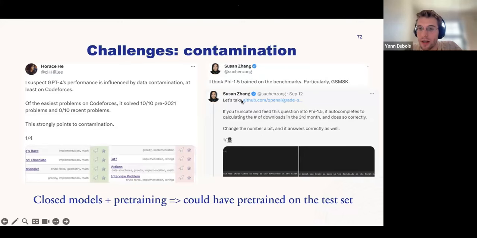And here's another one where Suzanne just asked Phi 1.5, which is an LLM, to generate the first question of the benchmark, and it's just able to generate the entire question of the benchmark, which clearly shows that the model was actually trained on that.